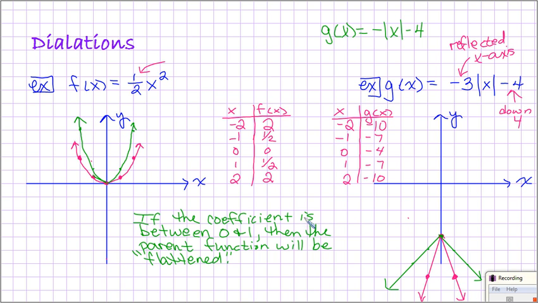So if the coefficient is greater than 1, then the parent function will be skinnier. Now, that's to say the negatives as well. So I guess I can amend this and say if the coefficient is between negative 1 and positive 1, then the function will be flattened. So if it's a fraction between negative 1 and positive 1, then it's going to be fatter than the parent. But if the coefficient is not between negative 1 and positive 1, then the parent function will be skinnier.